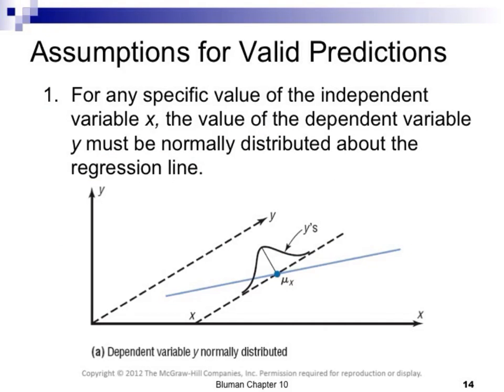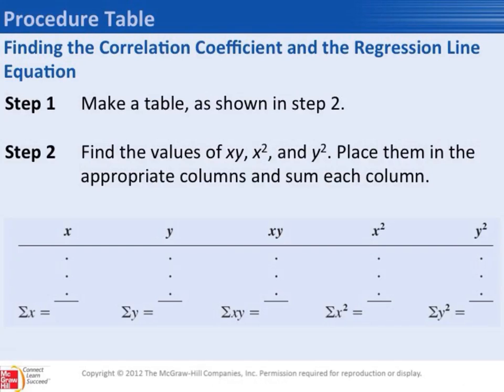Assumptions for valid predictions: for any specific value of the independent variable x, the value of the dependent variable must be normally distributed about the regression line. And so the procedure for finding a correlation coefficient and the regression line equation: make a table. Remember how we did this? We had our x, our y, our x times y, our x squared and our y squared, and then we go down and add them up, and you get the sum of each one.